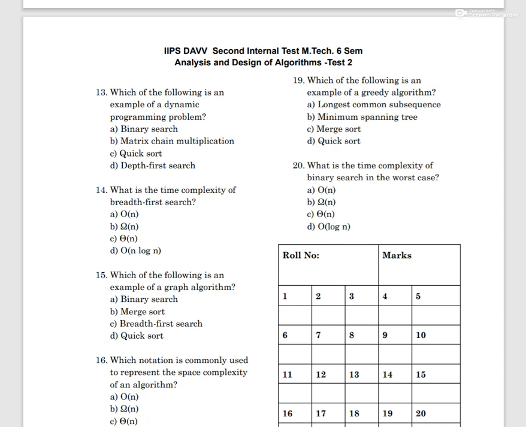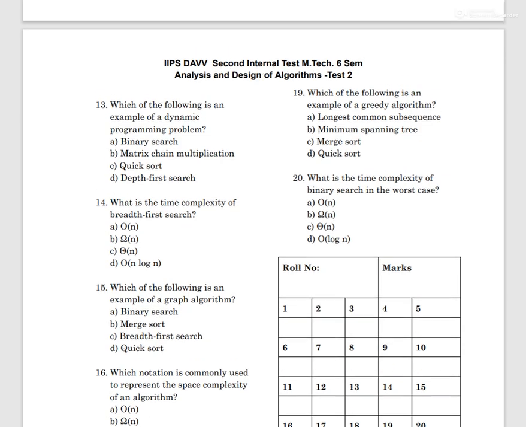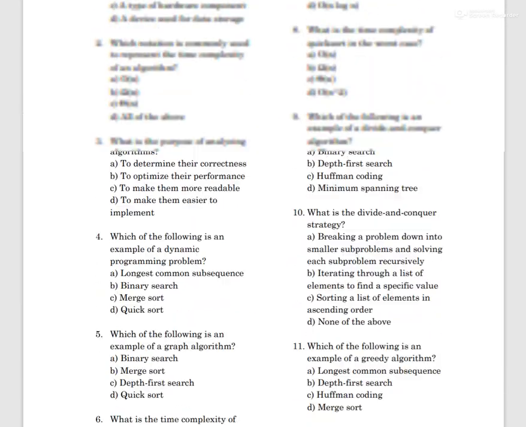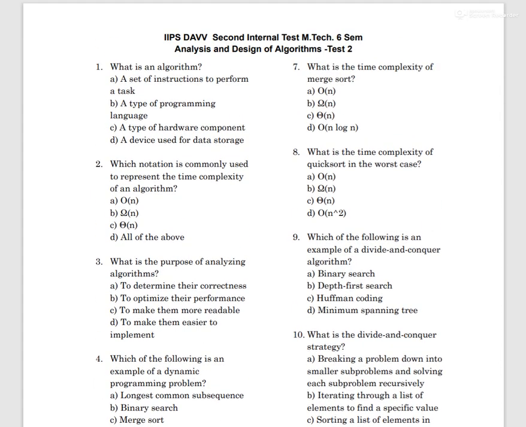So here we have discussed all the correct options for the 20 questions which have been given to us in the second internal paper. This was the part A of the second test. We will be discussing part 2 of the second internal exam in the next video.